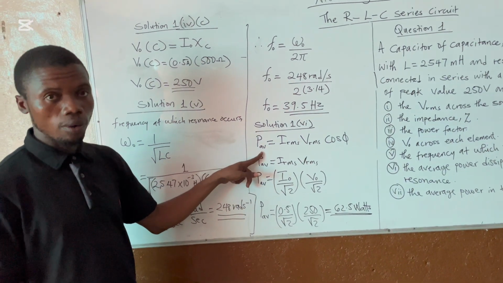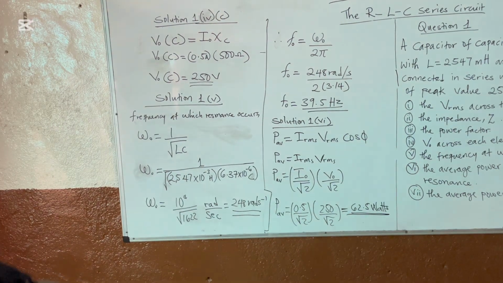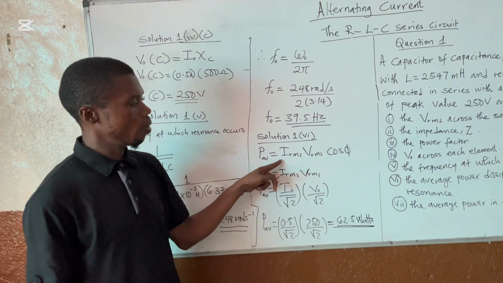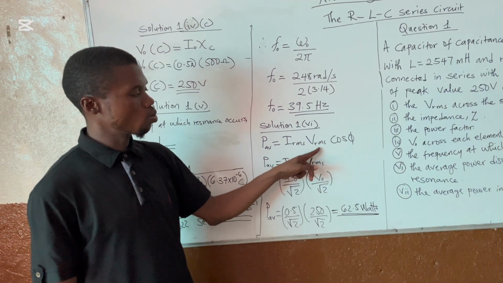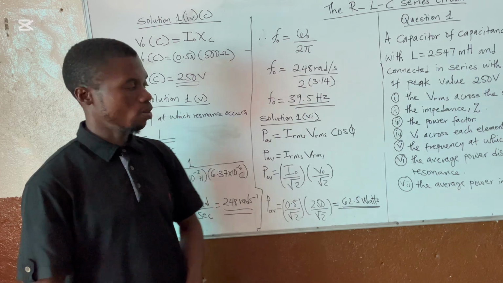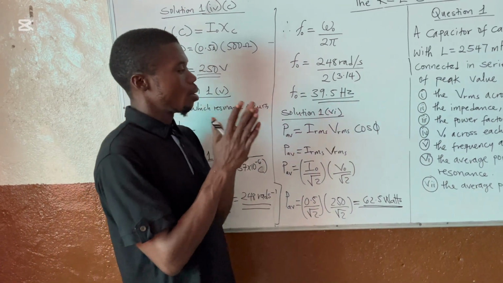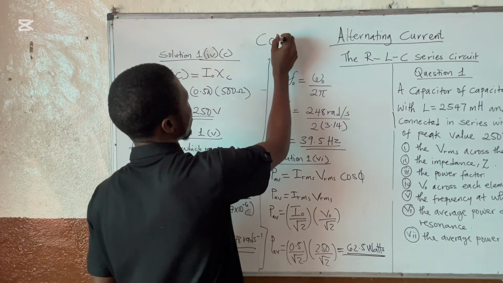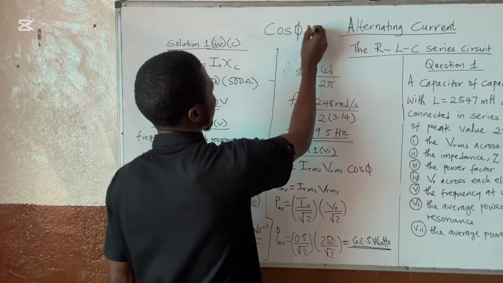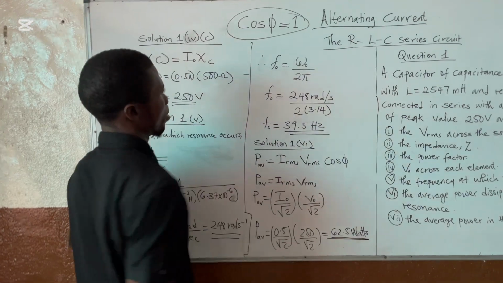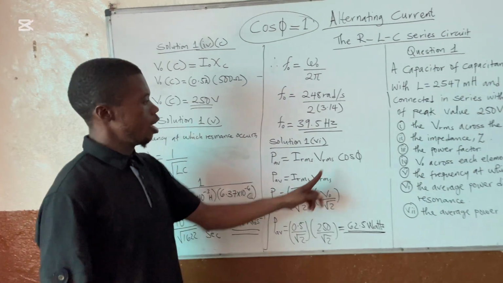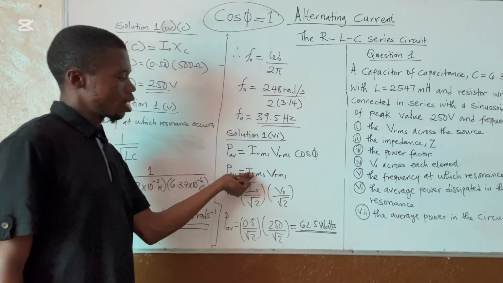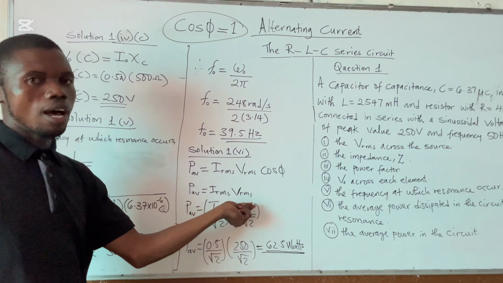Now, the average power. The average power is equal to the root mean square current multiplied by the root mean square voltage times the power factor. But at resonance, the power factor is equal to 1. Let's remember that. So if the power factor is 1, we just get the root mean square current times the root mean square voltage.